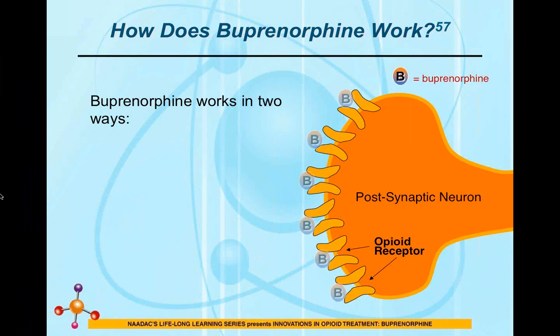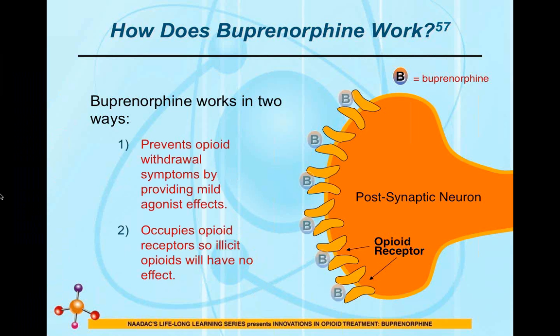The first one is it prevents the opioid withdrawal symptoms by providing mild agonist effects, and that's what the individual is after. If they were willing to go through withdrawal and stop heroin or OxyContin use right from the very beginning, then this medication wouldn't be necessary. This is for the individual who does not want to go through withdrawals and refuses to stop their illicit drug use if they have to go through withdrawals. And so that's the first effect. It stops those withdrawals so you're not going to feel them, but you're not having to purchase any illicit drugs on the street. Secondly, then it occupies the opioid receptors, so illicit opioids will have no effect.